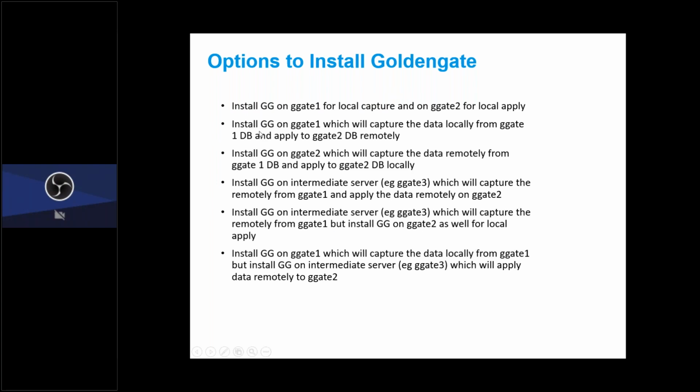Now the second option is to install Goldengate on Gate 1 only. So there will only be one Goldengate installation. From that server, we can capture the data locally from the source database, as well as apply the data remotely to the G-Gate2 database. So one Goldengate installation on one machine, G-Gate1, will serve our purpose to capture the data and apply the data.